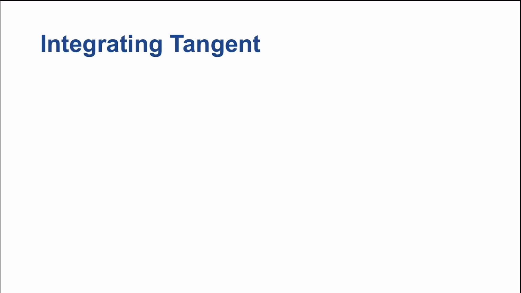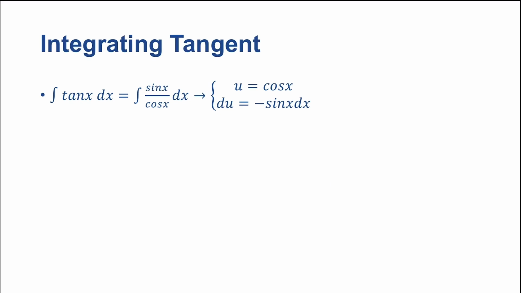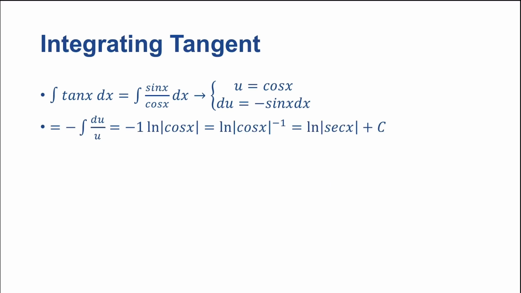So let's start by just integrating tangent. We haven't gone over the integration of tangent yet, but it's something we can do, and it gives us a good opportunity to practice our u sub skills. So the integral of tangent of x dx is equal to the integral of sine x over cosine of x dx. We set u equal to cosine of x, du is negative sine of x dx. This gives us the integral of negative du over u, or negative integral du over u. That gives us negative 1 times the natural logarithm of cosine of x.